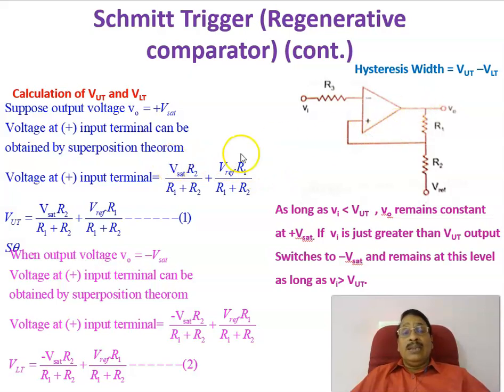Therefore, when both are present, the corresponding voltage is the addition of these two voltages. That is the superposition theorem. This is the voltage when both inputs, plus Vsat and the reference voltage, are present. This voltage we define as the upper threshold voltage, VUT. If the input voltage is less than the upper threshold voltage, the output voltage remains at plus Vsat.